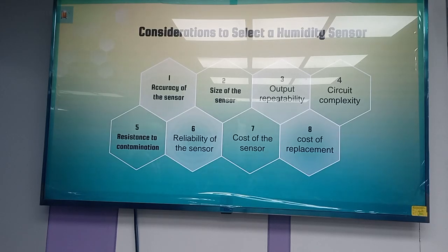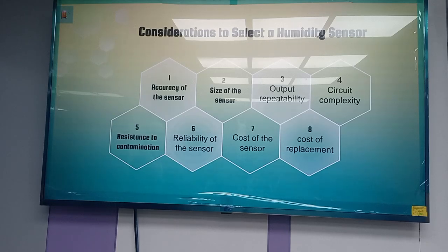What does it mean? Resistance to contamination. Resistance to contamination does mean that, for example, humidity. The main purpose of that particular sensor is to detect the humidity, okay, not the temperature. The temperature is actually contamination for it. Moisture is a contamination. Already you showed that humidity and moisture are not the same thing, got it, right?